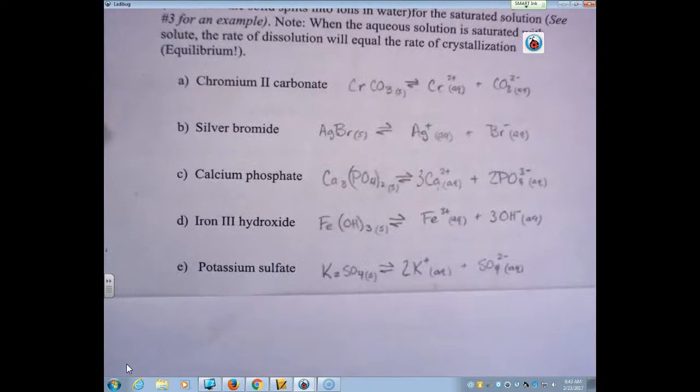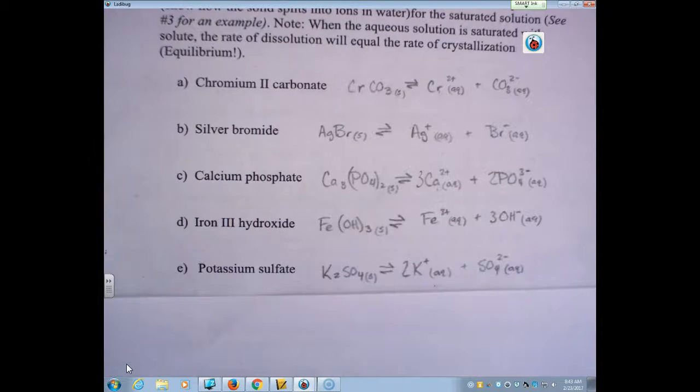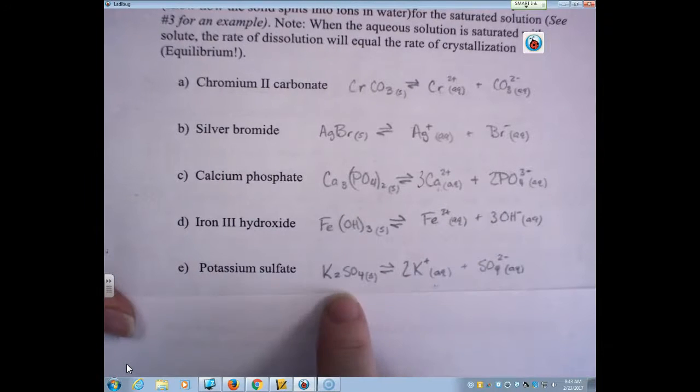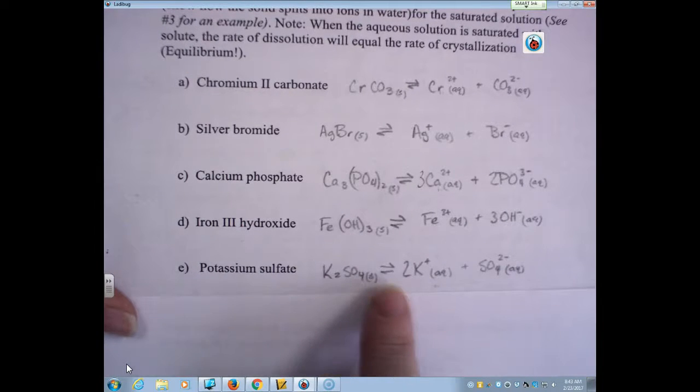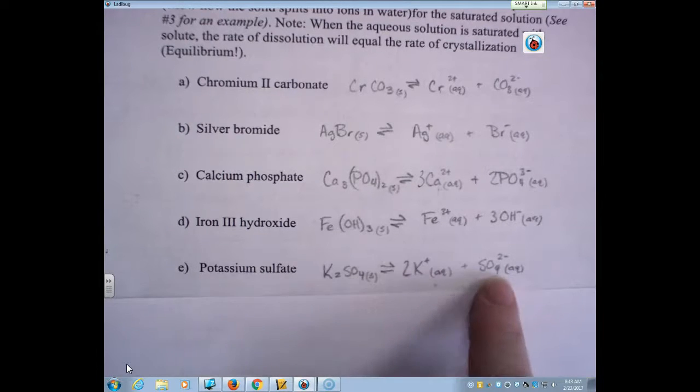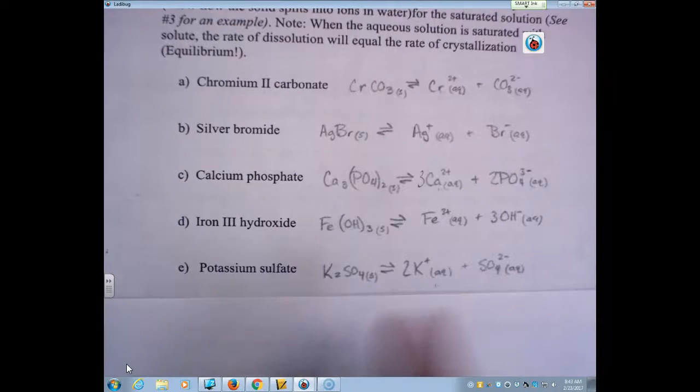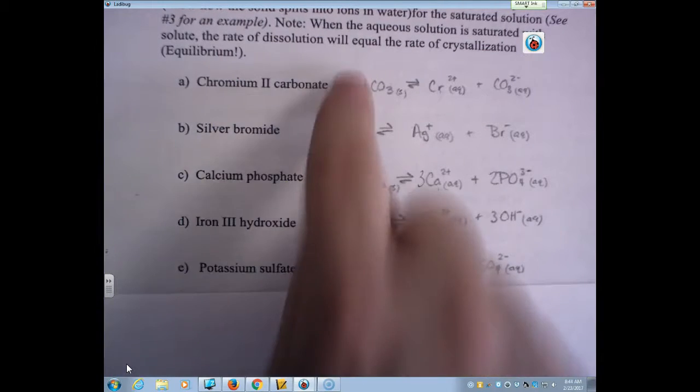And potassium sulfate. Now, A through D were all slightly soluble salts. If you were to look them up on your solubility rules, we saw that all of these were insoluble. Potassium sulfate's a little different. It is very soluble, and so this reverse reaction is not going to build up until this thing really hits its saturation point, and we're going to have a lot of ions. So when we go to writing equilibrium expressions, which is next, this one is going to have a very large K value, whereas all these others will be very small.